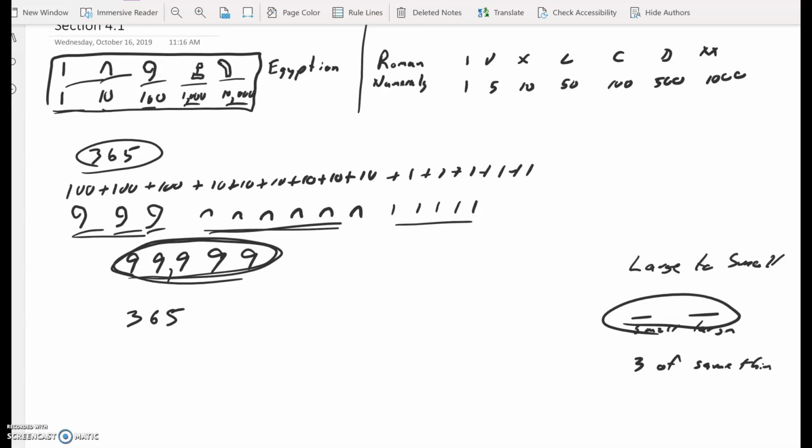So for instance, this 3, we can use 300s. That would be 3 C's. That's perfectly fine. But for the 6, we are not allowed to use 6 tens. You can only use at most 3 of these in a row. So we could get to 30 with XXX, but you're not allowed to put 6 X's here. So instead, you get the 60 by doing a 50 plus a 10.